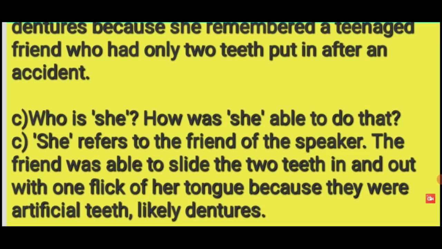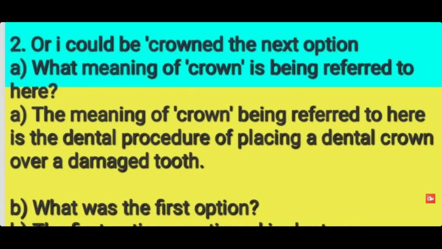Question number C. Who is she? How was she able to do that? Answer. She refers to the friend of the speaker. The friend was able to slide the two teeth in and out with one flick of her tongue because they were artificial teeth, likely dentures.